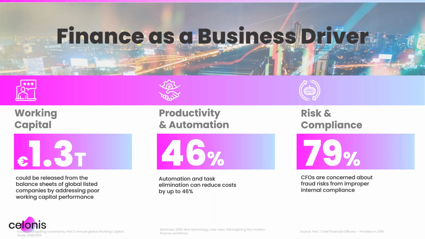Nevertheless, to begin with, let me outline the 3 major initiatives a current CFO or VP Finance is concerned with. And the first one is working capital. So how can we make sure to optimize our cash in and outflows by means of acting intelligently? Second initiative is around productivity and automation.